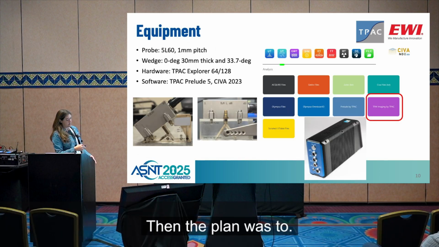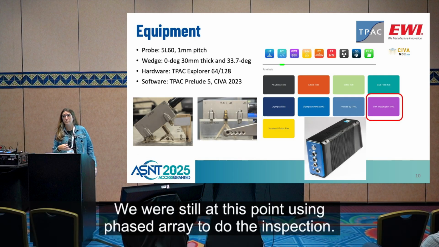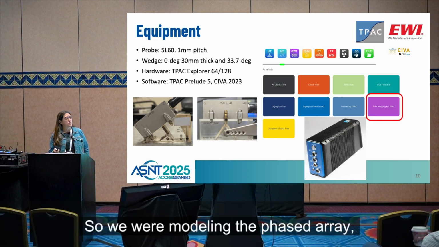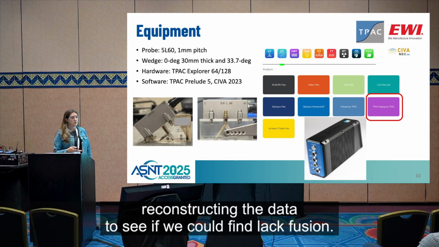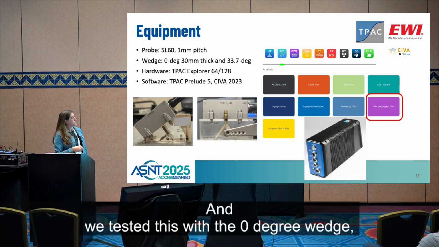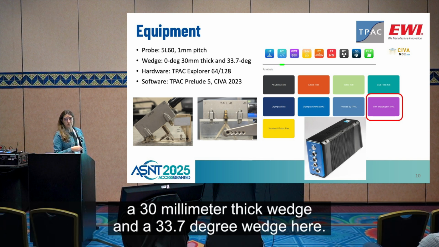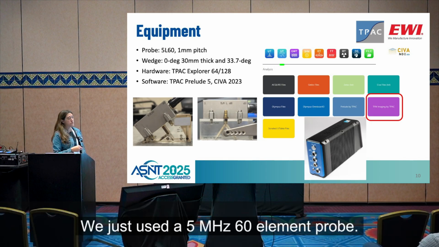Then the plan was we were still at this point using phased array to do the inspection. So we were modeling the phased array, testing that out on the weld, and then reconstructing the data to see if we could find lack of fusion. And we tested this with a 0-degree wedge, a 30-millimeter thick wedge, and a 33.7 degree wedge here. We just used a 5 megahertz 60 element probe.